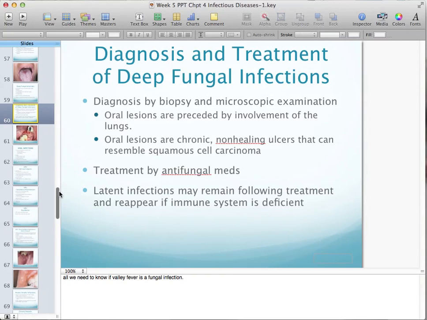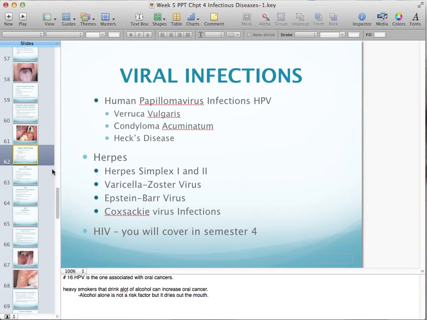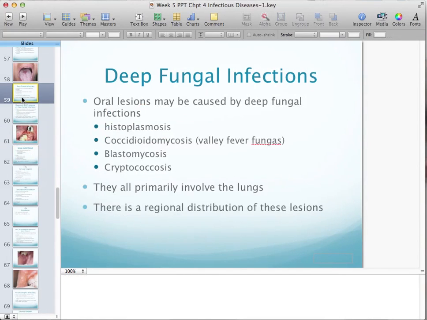In the mouth, they are preceded by involvement of the lungs. And in the mouth, they're chronic non-healing ulcers, and they can look a lot like squamous cell carcinoma, which is the oral cancer. They're treated by antifungal meds, just like any fungus, and they can have latent infections that may appear and reappear if the immune system is still deficient. So that's what it can look like in the mouth. So yeah, deep fungal infections.